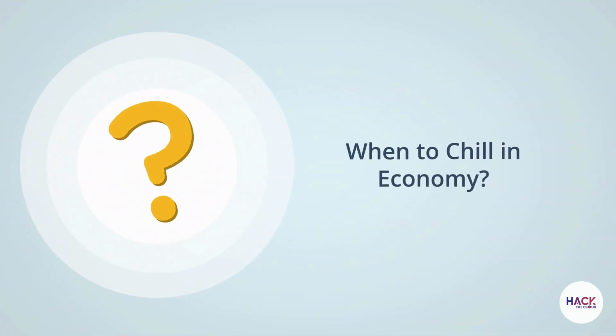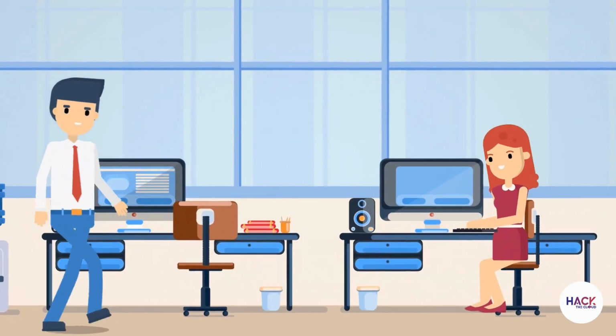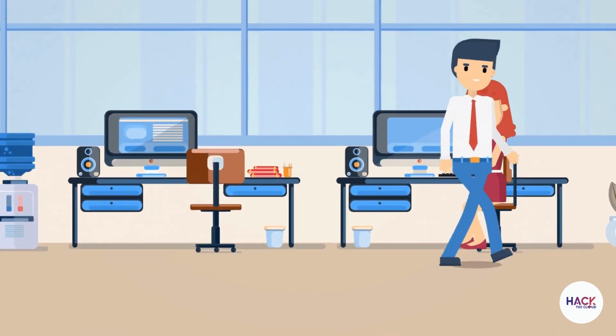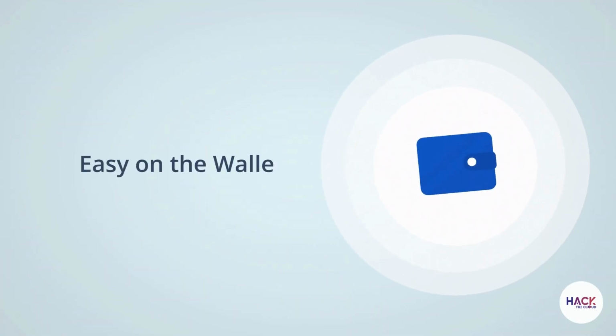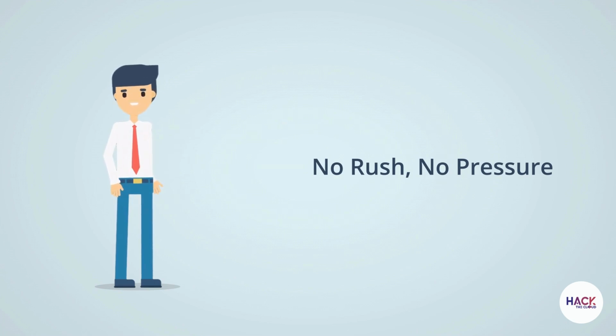When to chill in economy? On the other hand, standard tier is your go-to for day-to-day workloads that don't need to break any speed records. Whether it's backups, internal services, or just a side project that doesn't mind taking its time, standard is easy on the wallet while still getting the job done. Use this tier when you're not trying to impress anyone with your blazing fast data. It's for when your data's like, "Yeah, I'll get there when I get there," and that's perfectly fine.